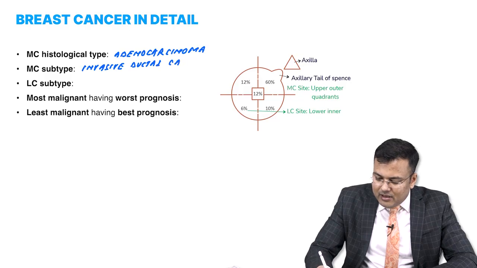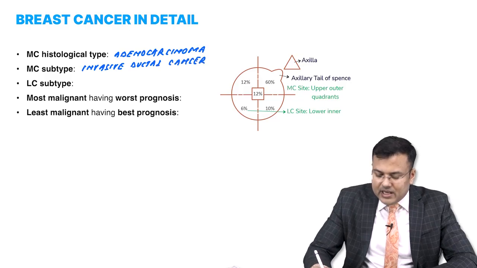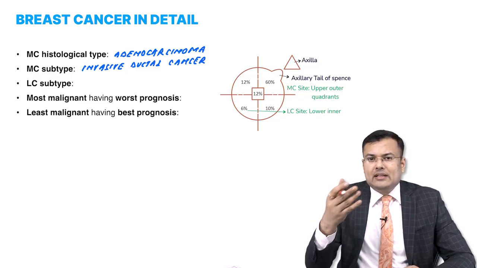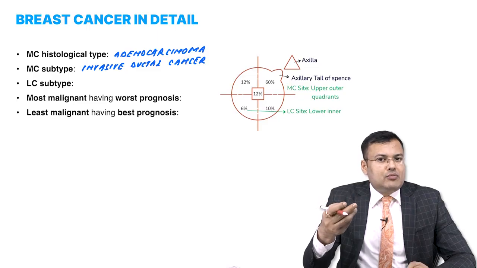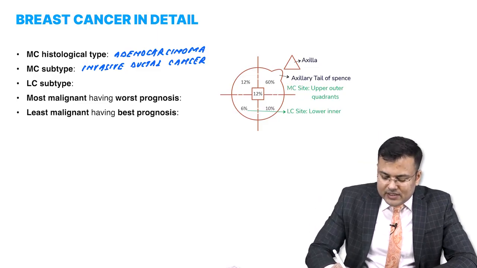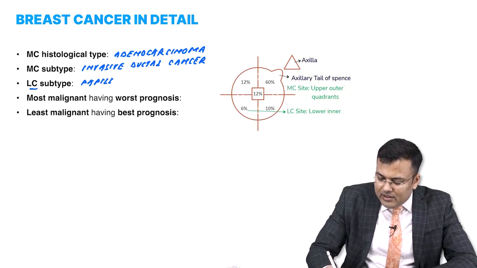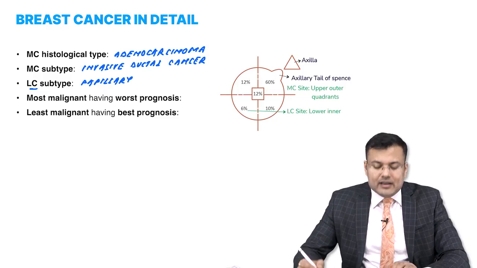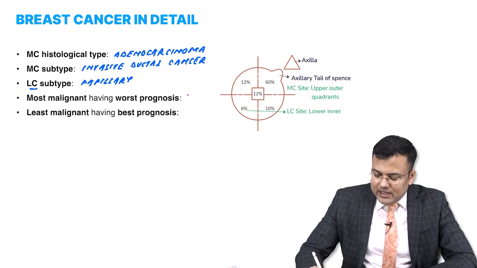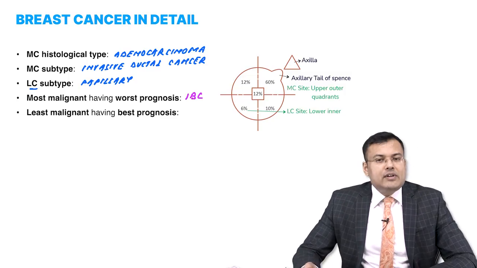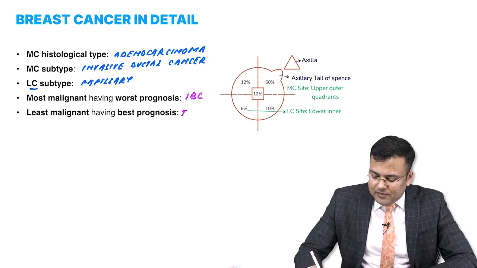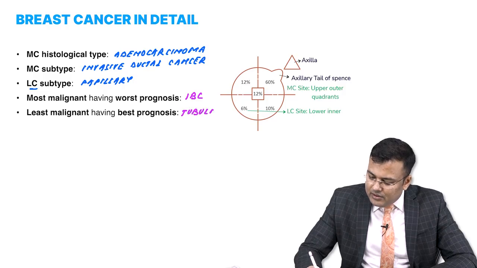Now you tell me, we already discussed what is the least common type. We discussed that in thyroid, the most common type is papillary, and that is least common in breast. So in breast, the least common subtype is papillary. After that, we discussed what is the most malignant, having worse prognosis? This is inflammatory breast cancer. And which type is least malignant, having best prognosis? That's tubular. Clear?